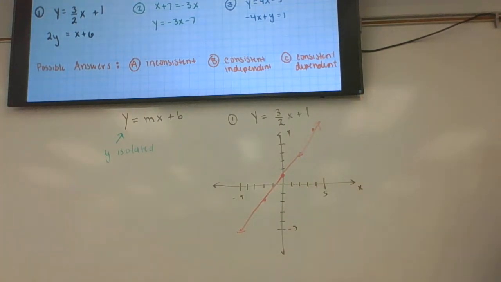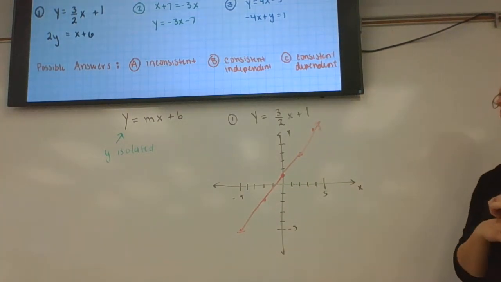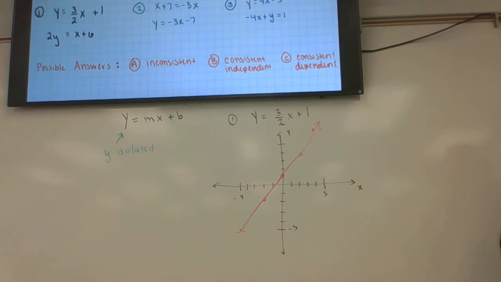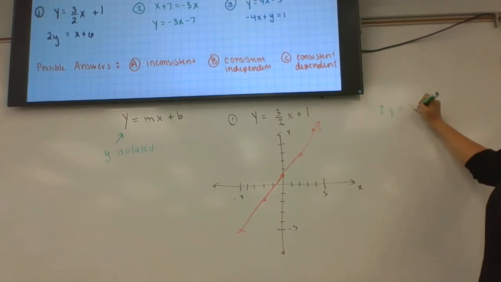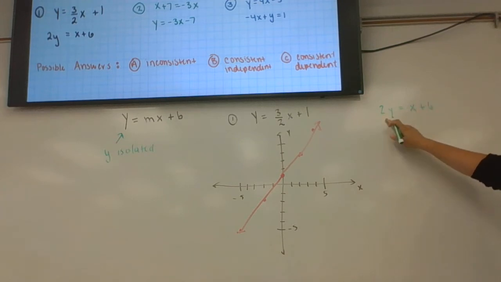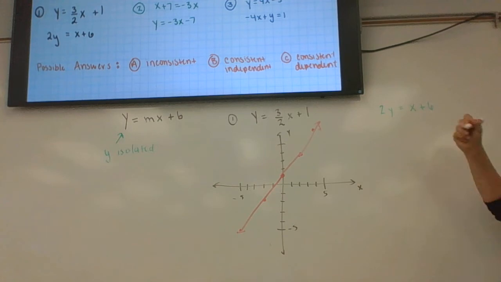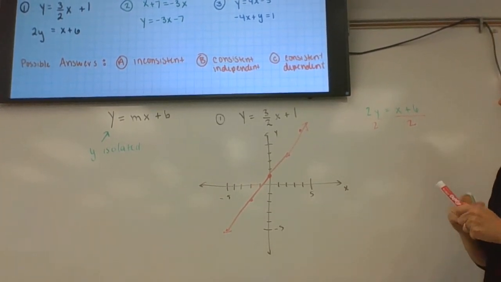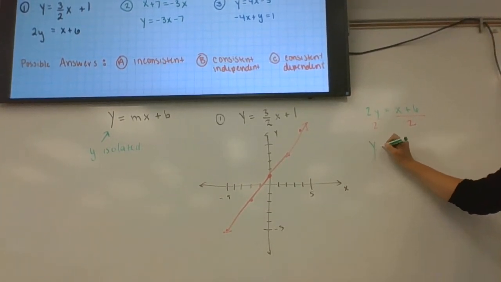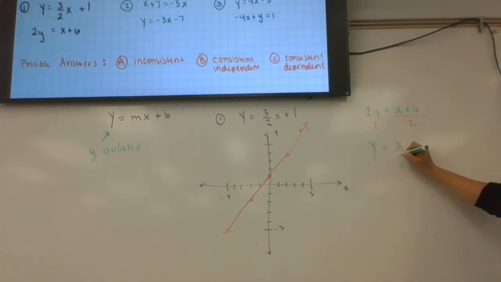The second line has to be rewritten. I did the problems yesterday for homework, but I gave you those answers before you left. Hopefully you took advantage of that. So now in order to get y alone here, I divide everything by 2. I divide this whole side over here by 2. No x over 2.